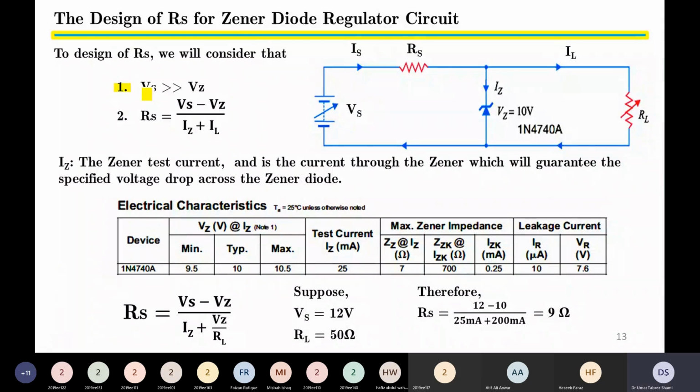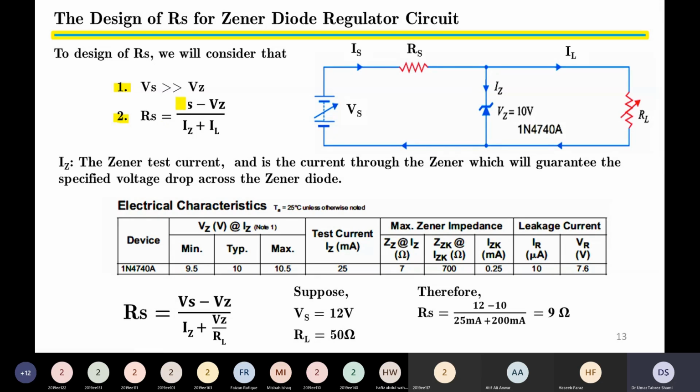First fact is that the supply voltage Vs is much larger than the Zener voltage. This is our first requirement, that is, the supply voltage must be larger than the Zener voltage. And secondly, the formula to determine RS is Vs, the supply voltage, minus Vz, the Zener voltage, divided by the Zener current plus the load current. So RS is equal to Vs minus Vz divided by Iz plus IL.